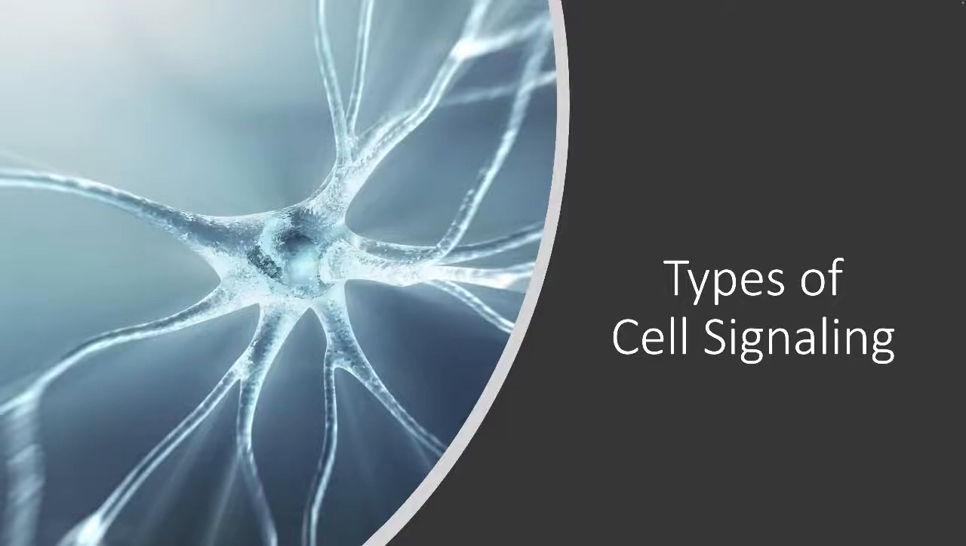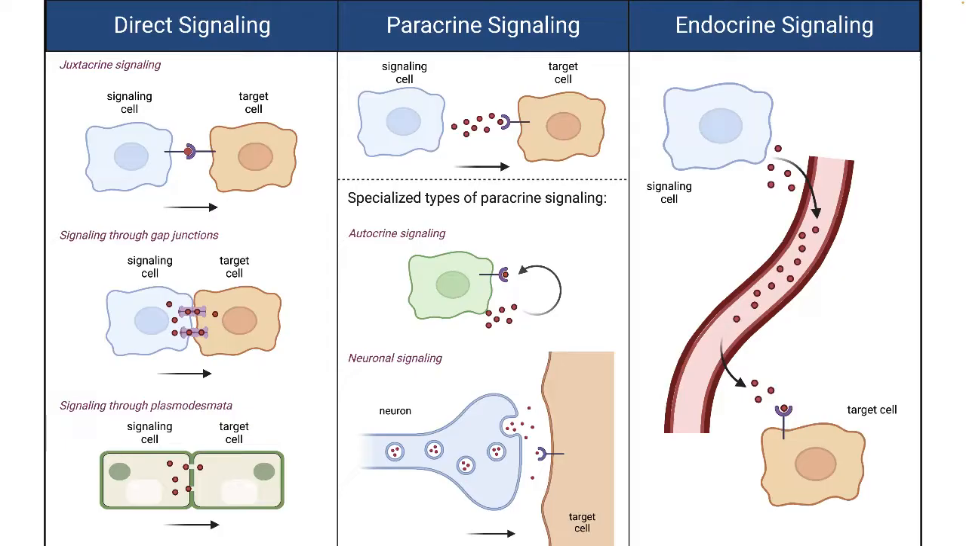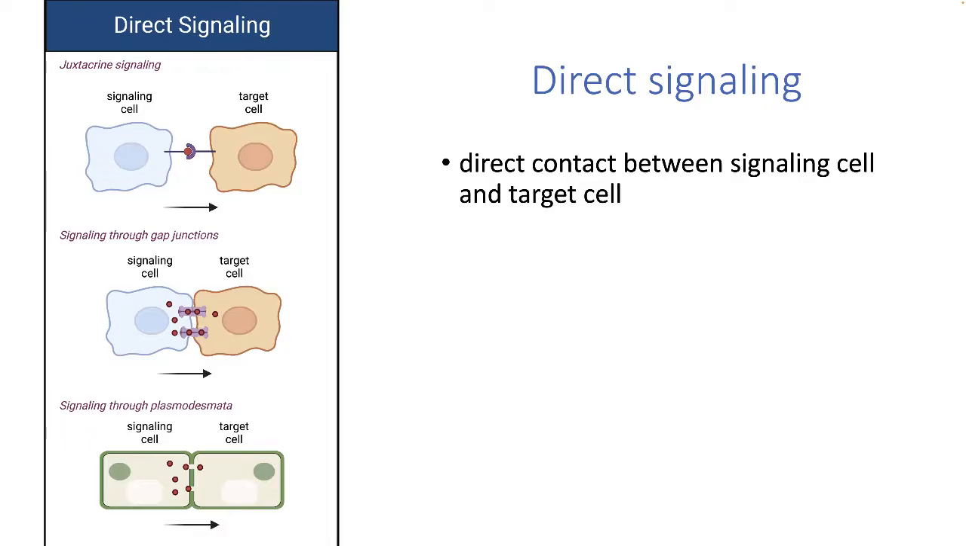Let's talk about the different types of cell signaling that can operate in multicellular organisms such as ourselves. We're going to divide cell signaling into three distinct categories: direct signaling, paracrine signaling, and endocrine signaling. Let's start with direct signaling.